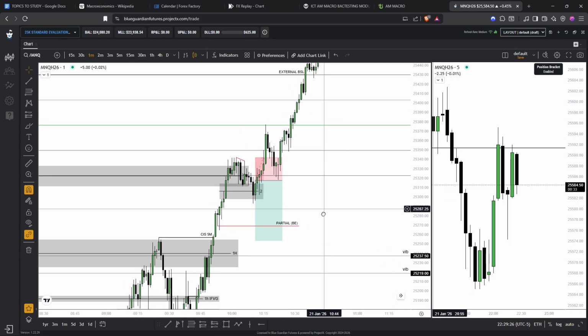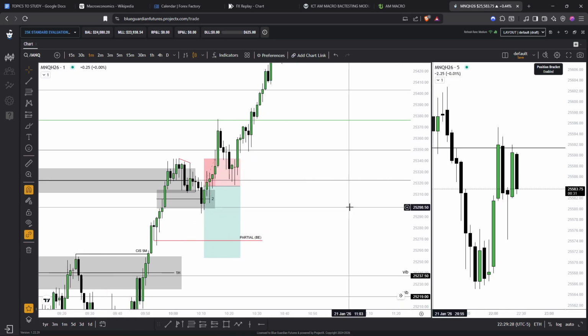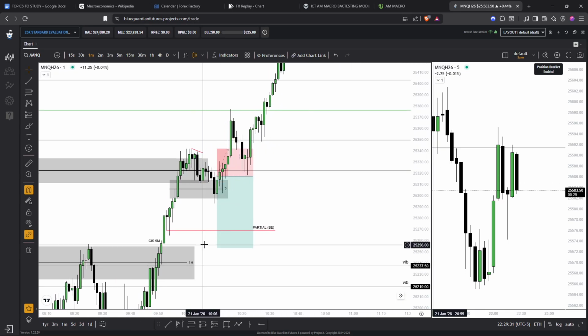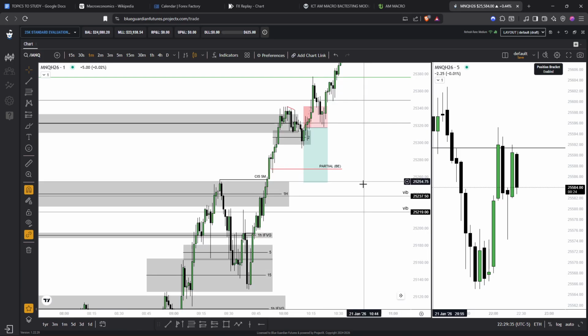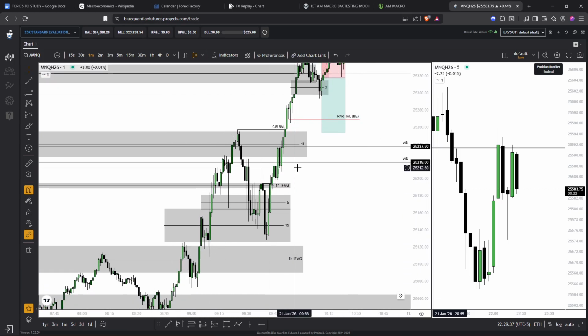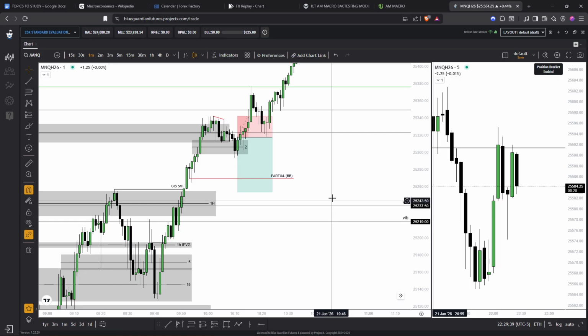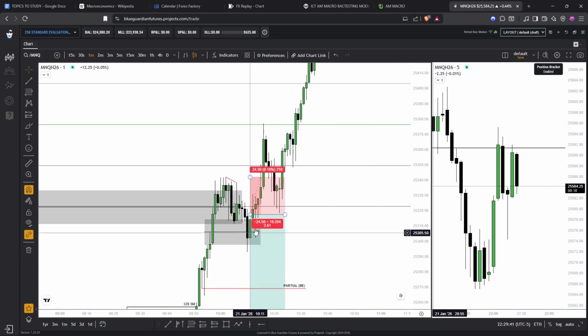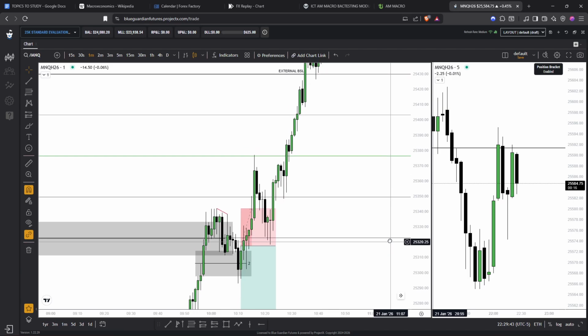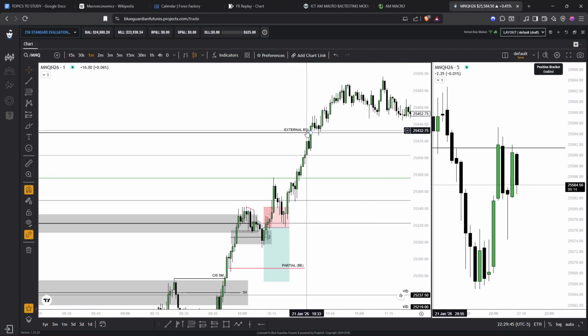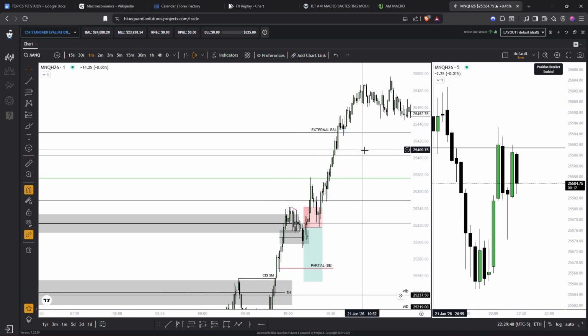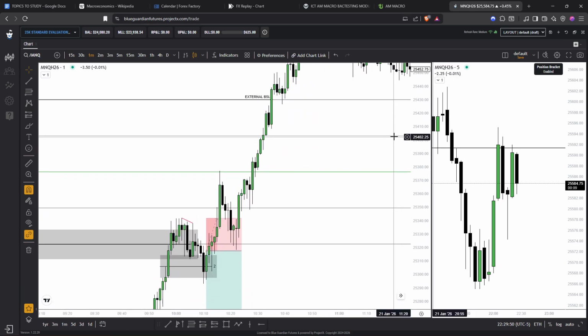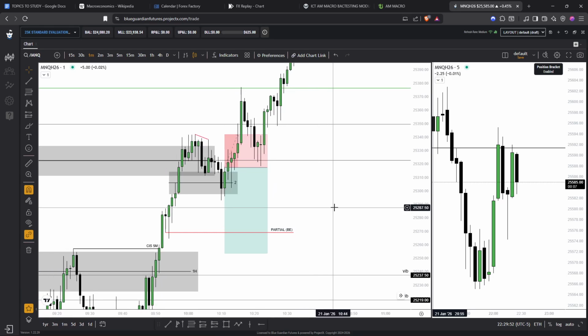I'm a little bit confused about the draw on liquidity. I was hoping the market would eventually retrace lower to the 1 hour fair value gap, and with Trump's speech, I was expecting the market could reverse the entire move, but that didn't happen. We just rallied through and eventually went up and took out the external buy side liquidity. So that was the overall trade outcome.